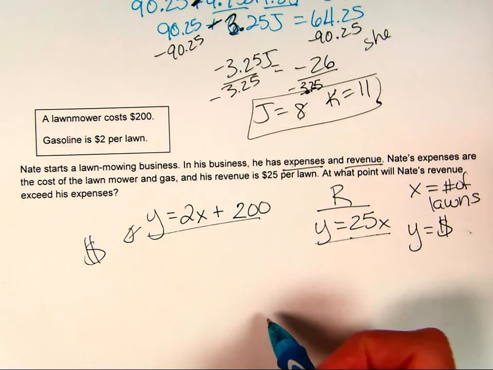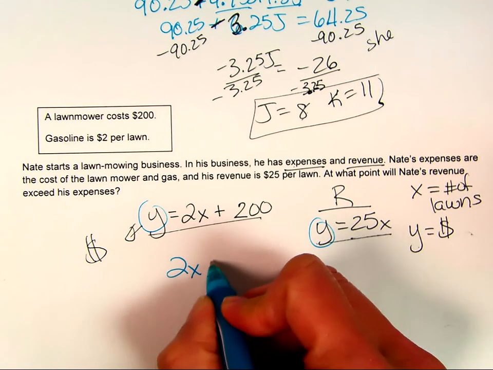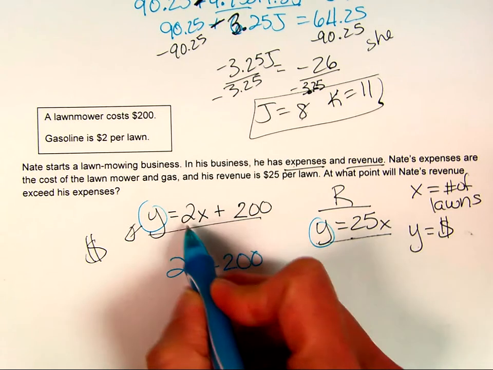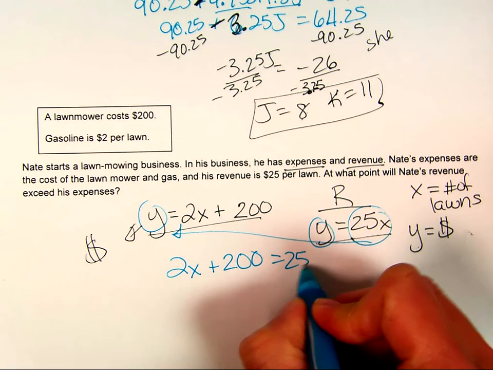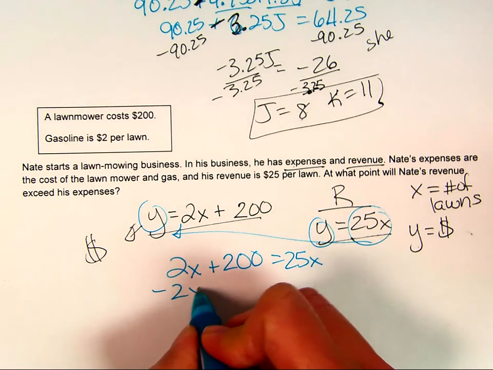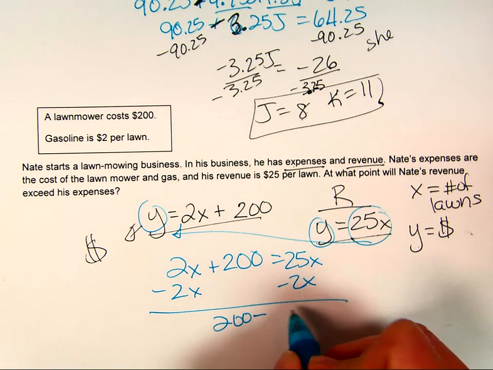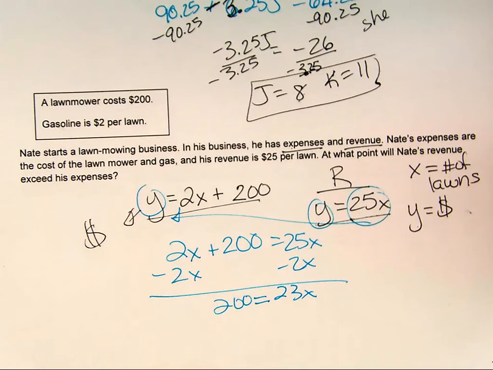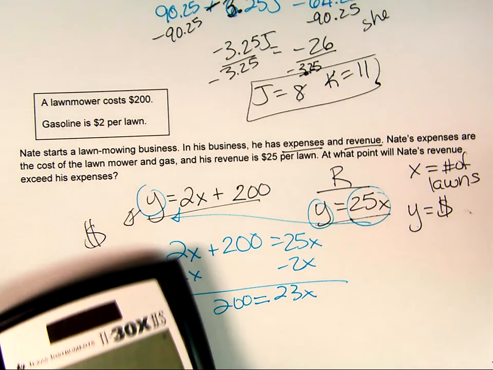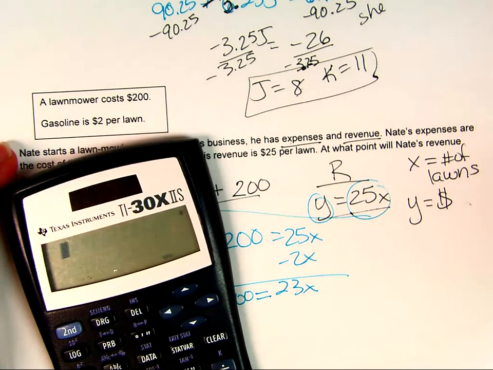So since they both equal y, we just set them equal to each other. It's kind of like we take this 25x and we plug it in for that y. So we're going to subtract 2x from both sides. We're going to get 200 equals 23x. And I need an equals there. And so we are going to see how that works out. It's 200 divided by 23, and we get 8.6.